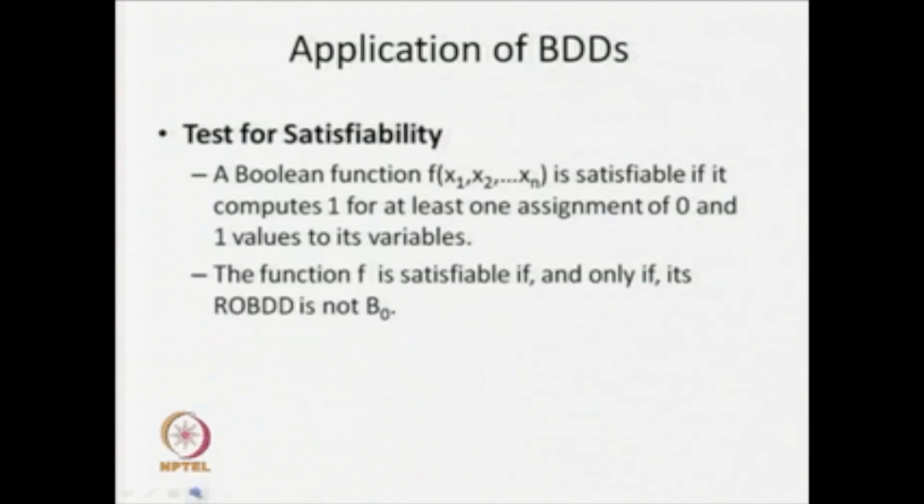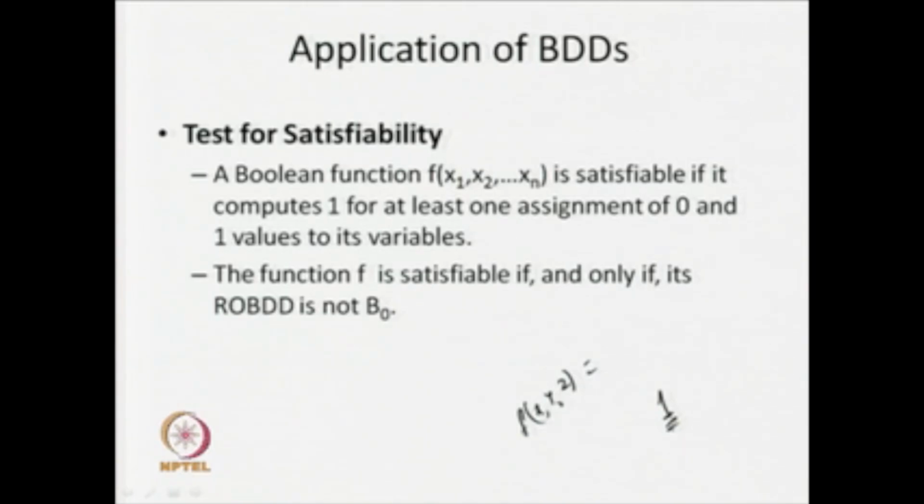Similarly, we can test for satisfiability. We say that a function is satisfiable if for at least one valuation, or even one evaluation, it gives the value as 1. That means if I have a function, say f(x, y, z), then for at least one valuation it should give me the functional value as 1. In that case, we say that this function is satisfiable. Now, how to check it?